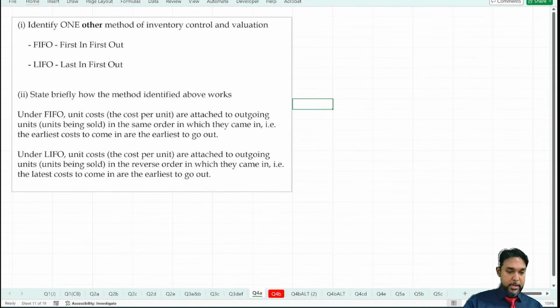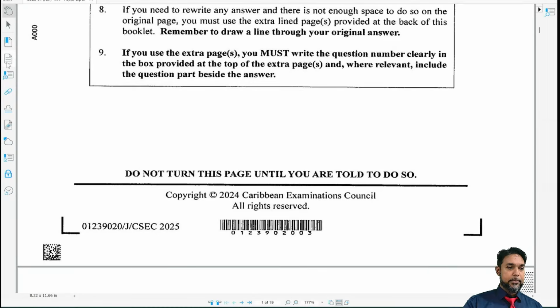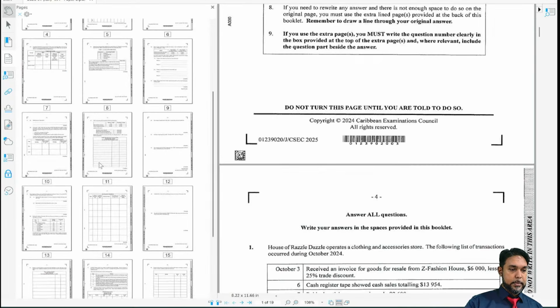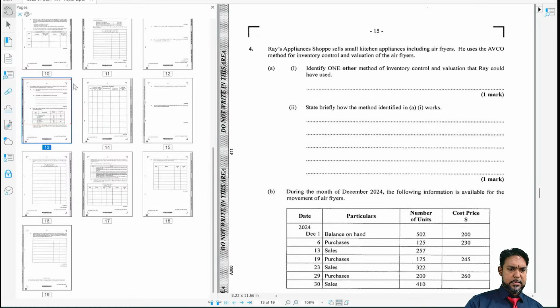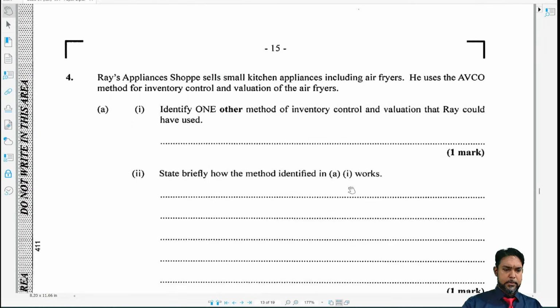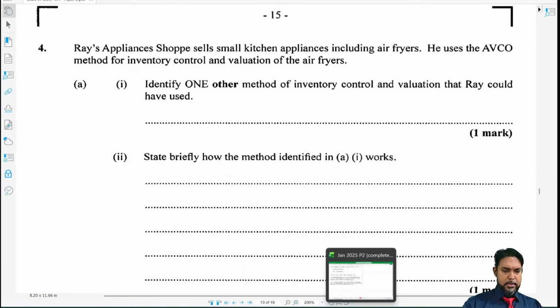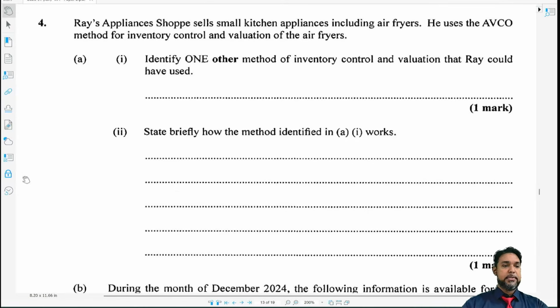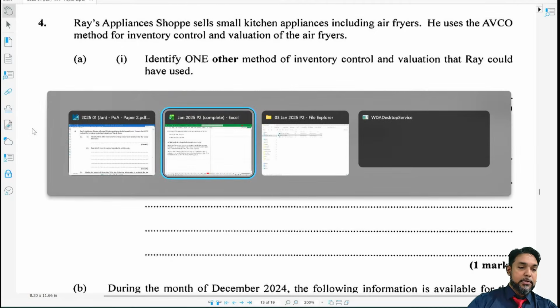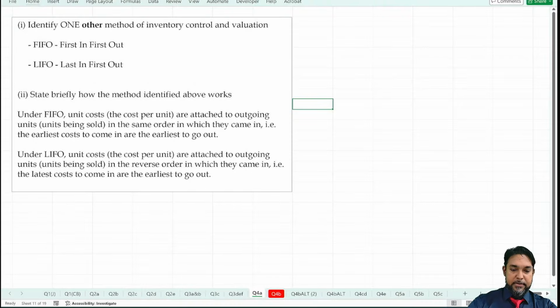All right, so we are currently on question 4. Let me pull it up. Yeah, there you go. Question 4. Let's zoom into that. So Ray's Appliances shop sells small kitchen appliances, including air fryers. He uses the AVCO method for inventory control and valuation of the air fryers. Identify one other method of inventory control and valuation that Ray could have used. Okay, so we know that they have 2 others, right? FIFO and LIFO. So we simply say that, FIFO and LIFO.